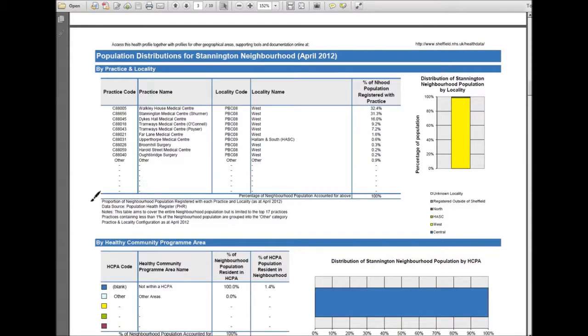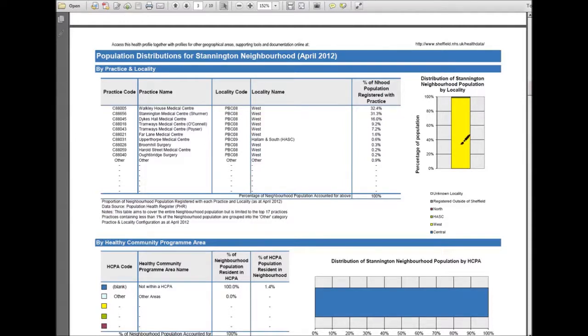Now the next thing you can look at that's quite useful is this breakdown of where people are going to the GP, so which practice the people living in this neighbourhood attend. As you can see here, about roughly a third are attending Stannington Medical Centre, another third are attending the other local medical centre, and then on the right hand side you can get some idea of which locality the GPs are organised into.